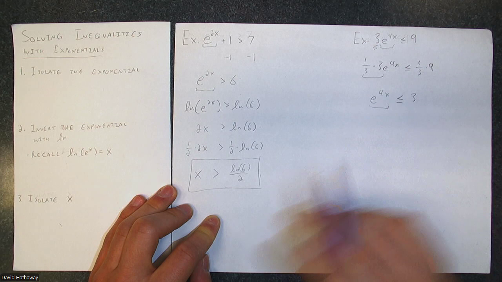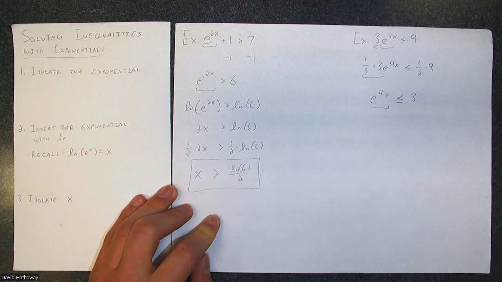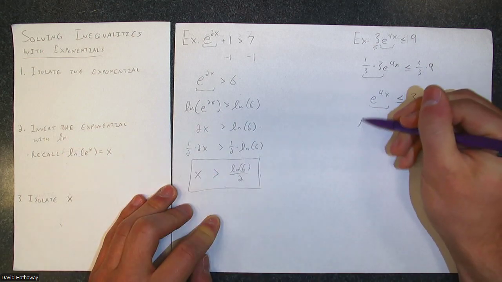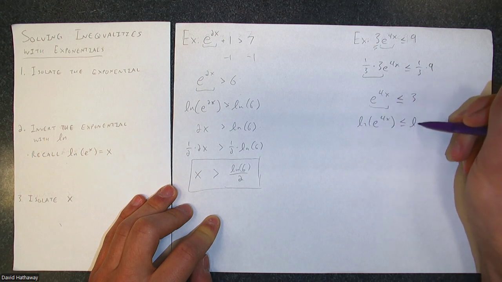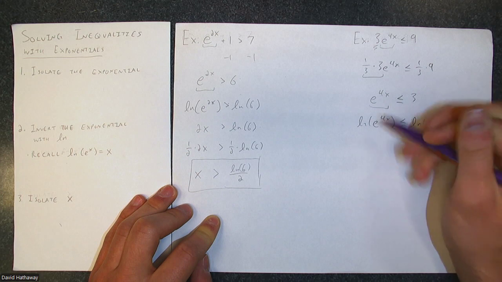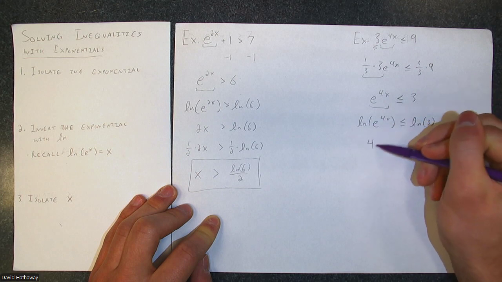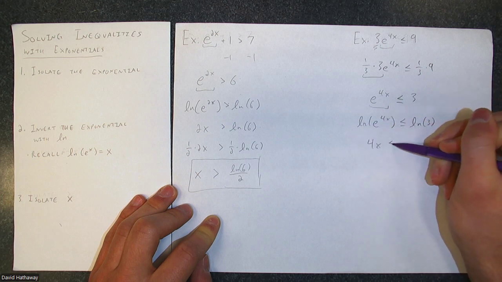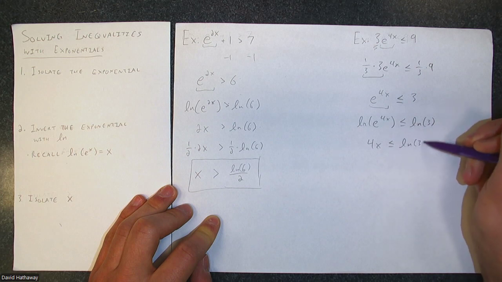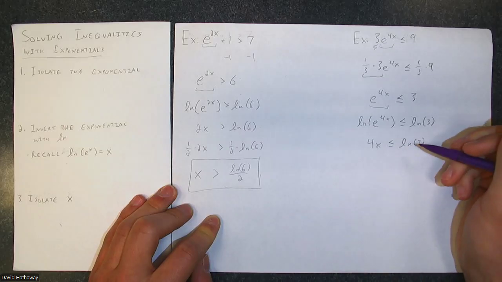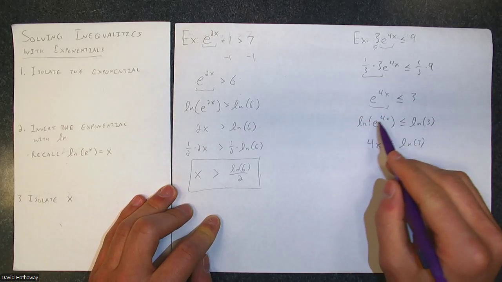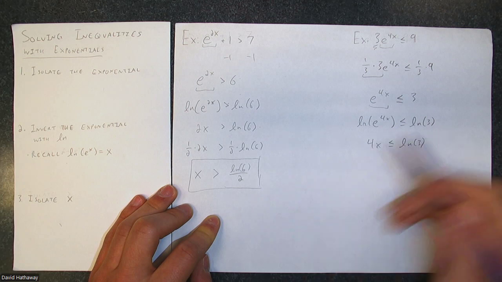Now that we have our exponential isolated, we can invert with ln. ln of both sides keeps the inequality the same, and we turn it into logarithmic form, because ln of e to the 4x is just 4x. Essentially what we're doing here is finding the inverse function of e to the x.